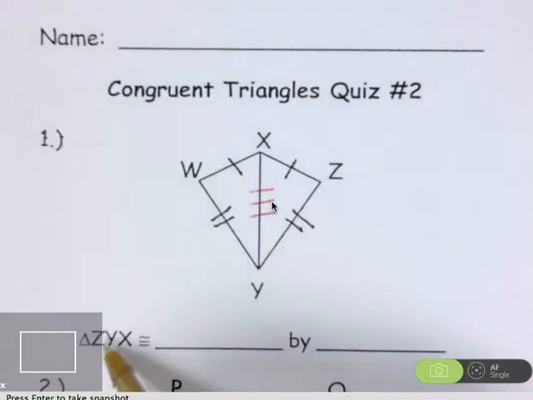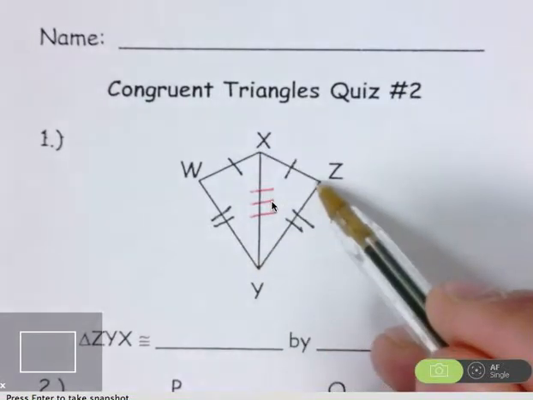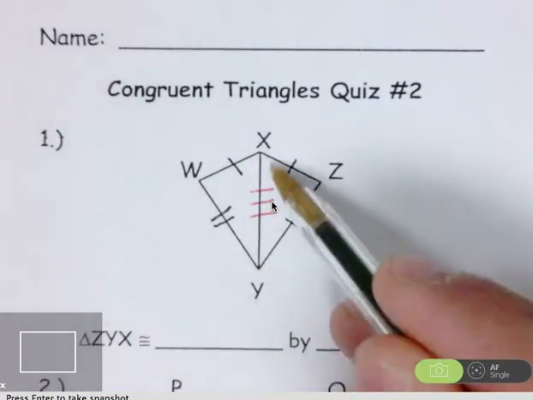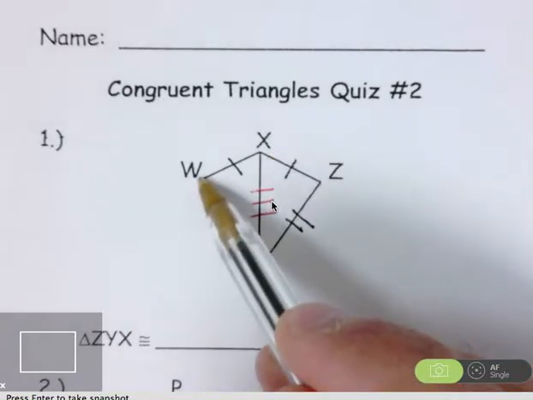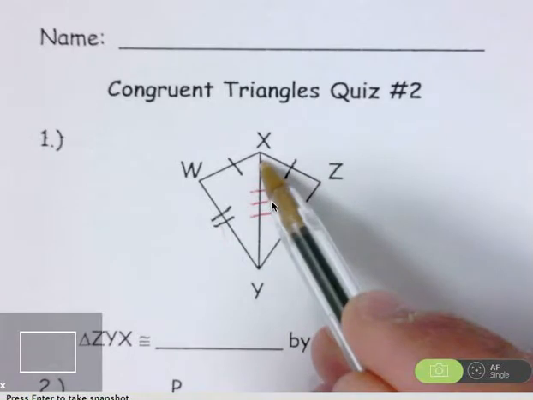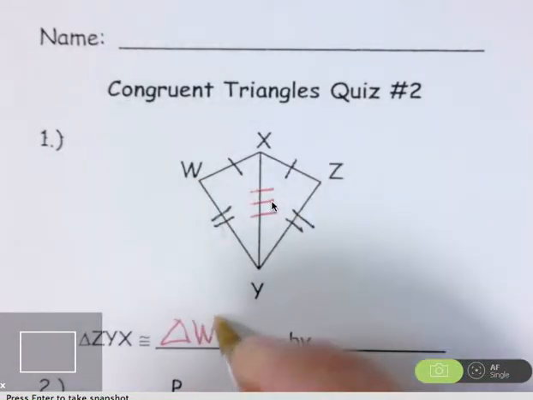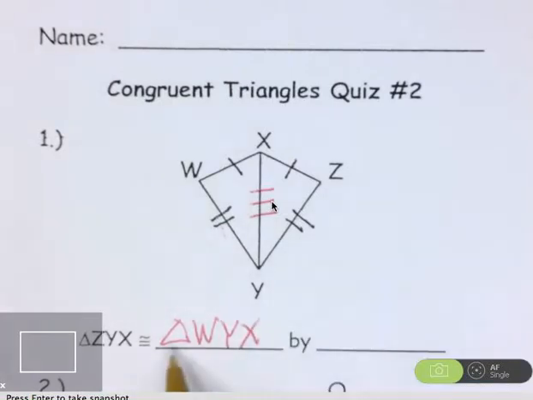So the triangle ZYX, if you trace it, Z to Y to X, you're going down the side with 2 marks and then down the side with 3 marks. So the other triangle must also be traced the same way, down the side with 2 and then down the side with 3. That would be triangle WYX. I didn't take off for this. I want you to put the triangle symbol in front of the letters. I just included it if you didn't do that on your paper.